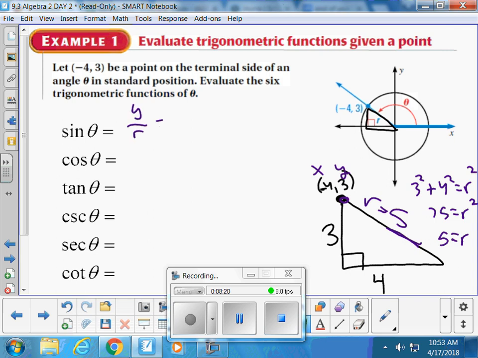So sine would be y over r. We wrote that down earlier. So 3 over 5. Make sense? How about you guys tell me what cosecant would be?